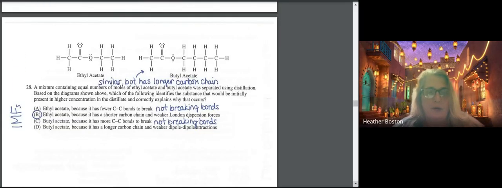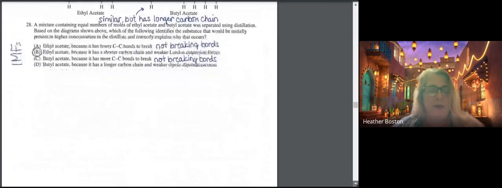So in this one, what happens is you have longer chain carbons, and these molecules will end up with one side that's polar and one side that's nonpolar. The longer the chain on the nonpolar side, the more it's going to have London dispersion forces. So the correct answer is B.